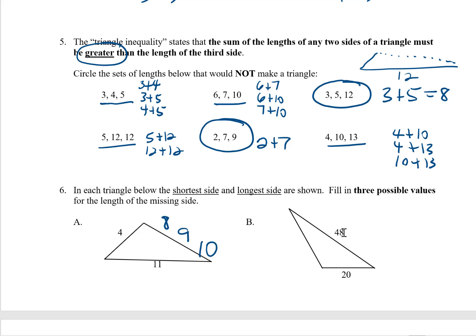How about in the second example? Again, this is the shortest side, this is the longest side. Even 28 would be too short because 20 plus 28 equals 48, but past 28 I'm going to get numbers that work. So numbers like 29 or 30 or 31. I think I could go all the way even up to 47 and still have an answer that worked.